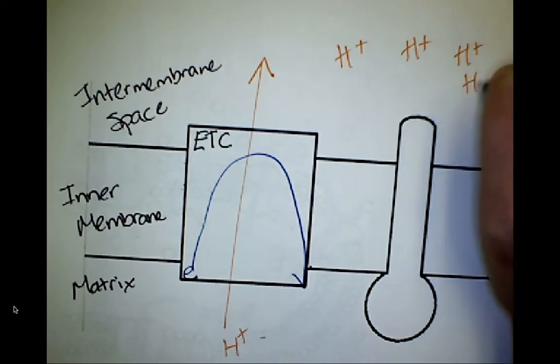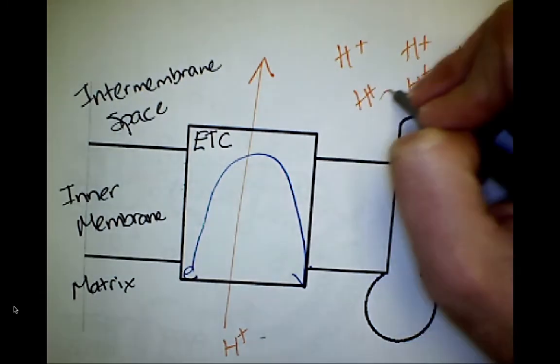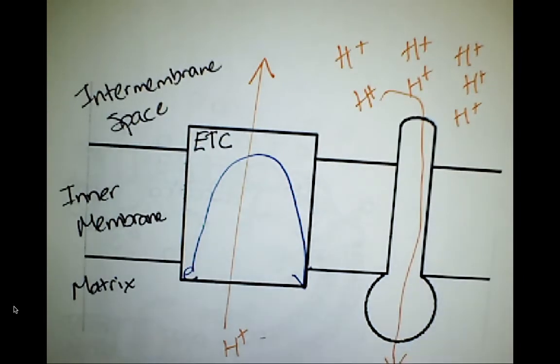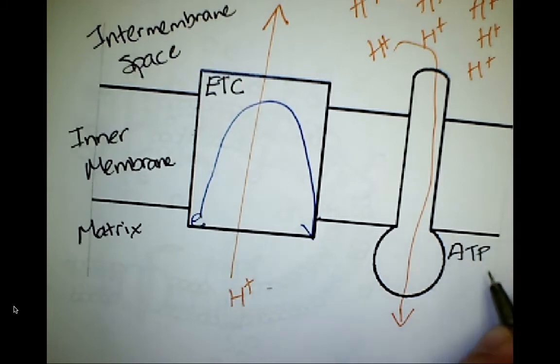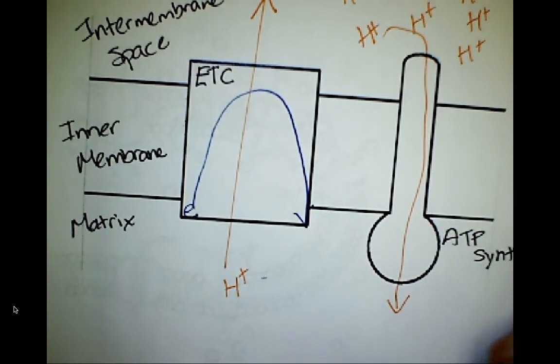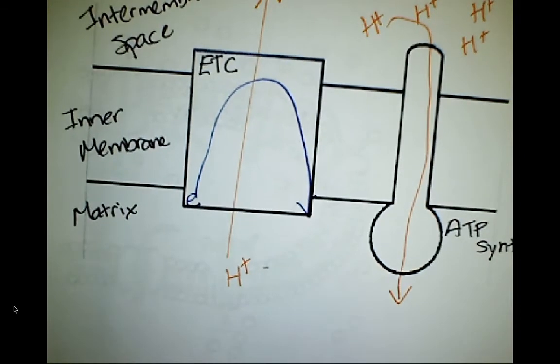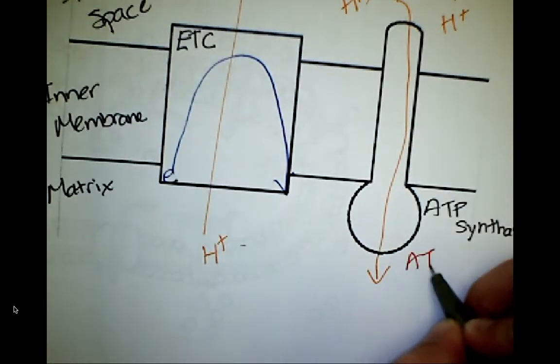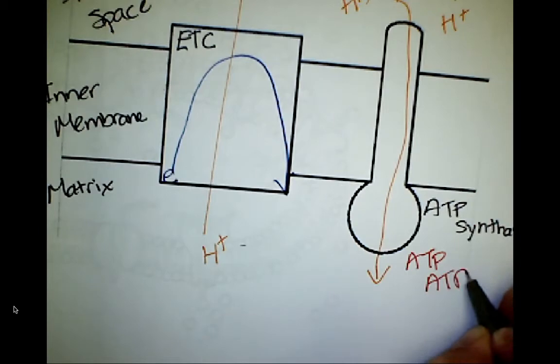Ooh. And what can I do with my hydrogen concentration gradient? I can allow them to go through this molecule here, which is ATP synthase, and make ATP. This is oxidative phosphorylation, okay, using ATP synthase. If you use ATP synthase, you're doing oxidative phosphorylation. So then I can make some ATPs, okay? That's the overall thing that's going to happen.